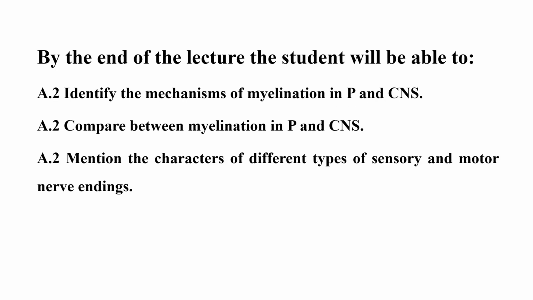Regarding the objectives of the lecture, by the end of the lecture you will be able to identify the mechanisms of myelination in peripheral and central nervous system, compare between myelination in peripheral and central nervous system, mention the characters of different types of sensory and motor nerve endings.